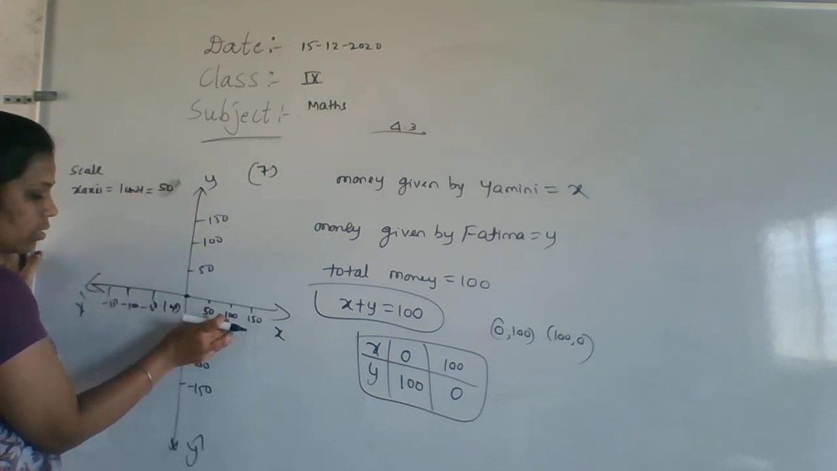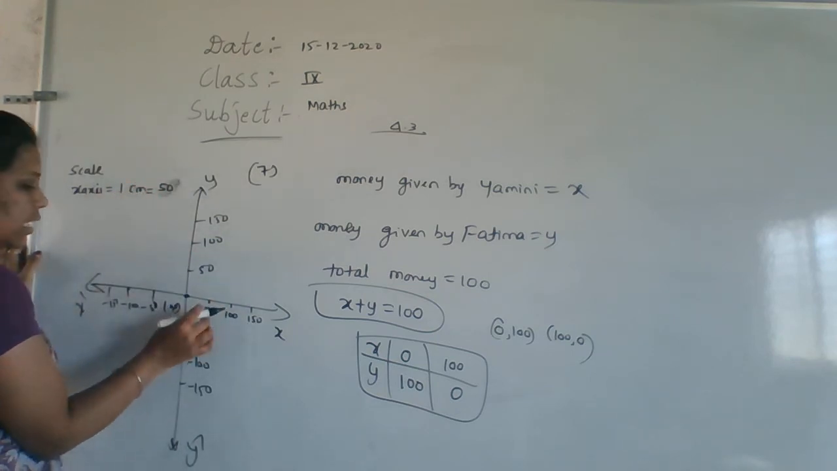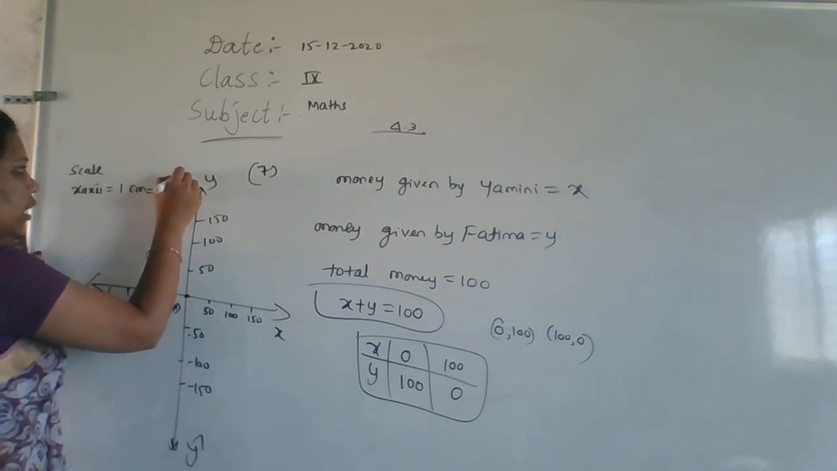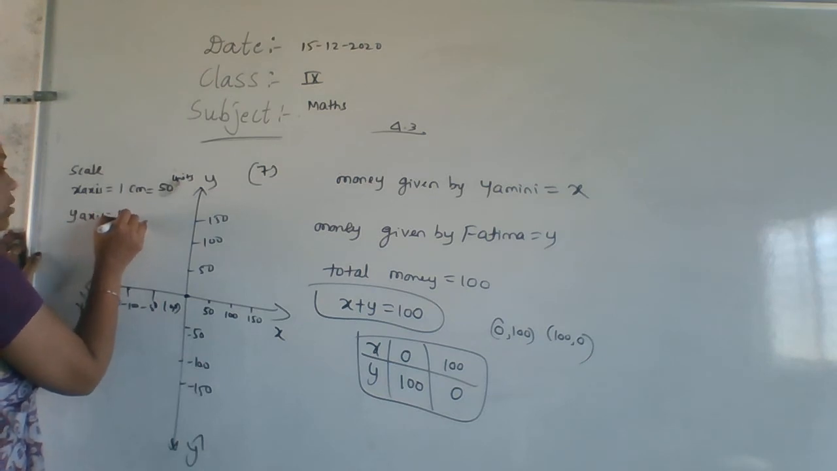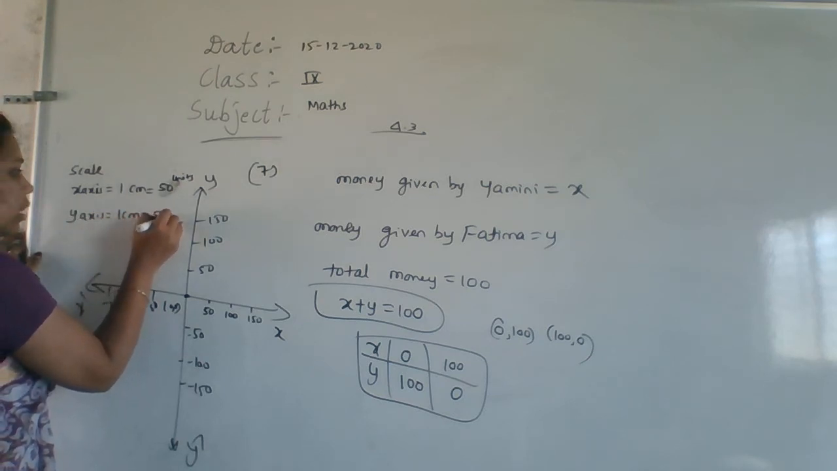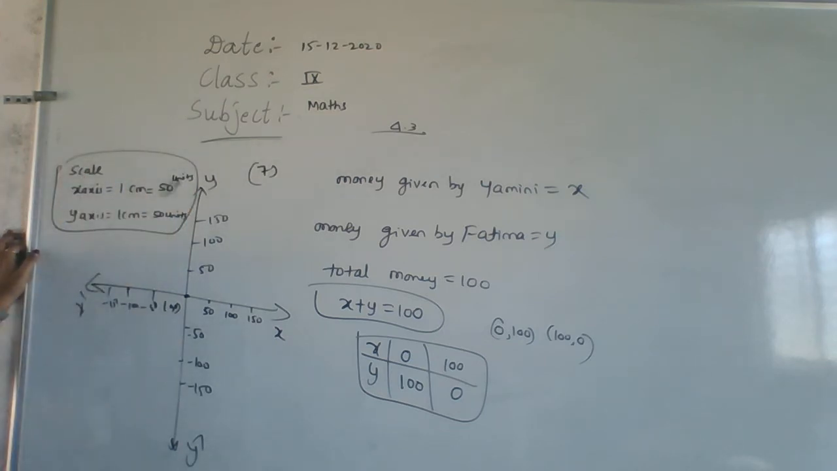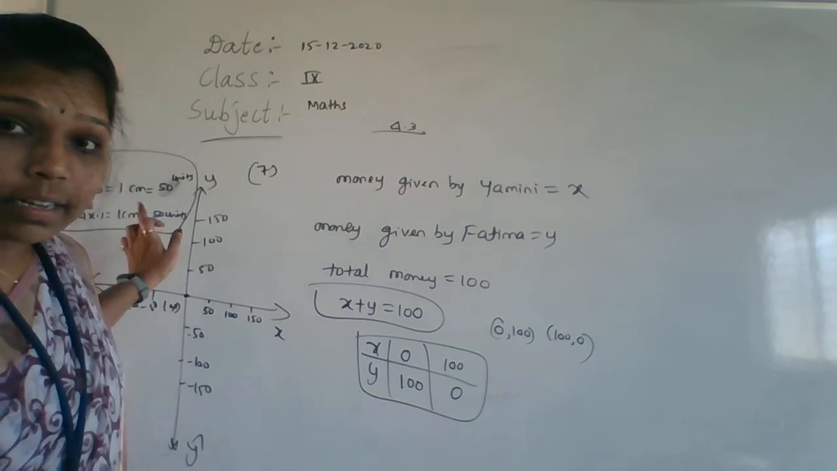Here we have taken 50. This is called 1 unit. Sorry, 1 centimeter. This is called 1 centimeter. 1 centimeter is equal to 50 units. And for the y axis also, 1 centimeter is equal to 50 units. For every graph you need to write the scale. I forgot to tell that for every graph you have to write a scale here.